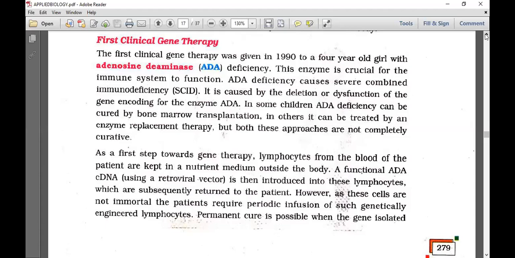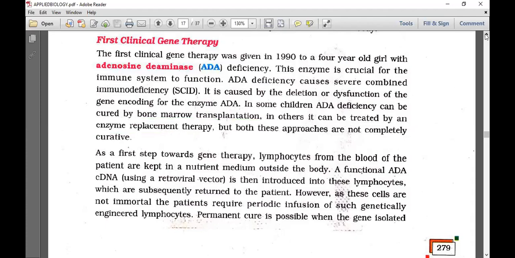It is caused by the deletion or dysfunction of the gene encoding for the enzyme ADA. In some children, ADA deficiency can be cured by bone marrow transplantation, but in others, it can be treated by enzyme replacement therapy. No, what we did is gene therapy. We have some more techniques: bone marrow transplantation and enzyme replacement therapy, that means giving injection of the enzyme. Both these approaches are not completely curative.